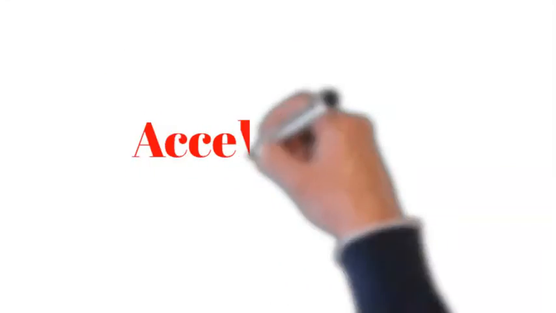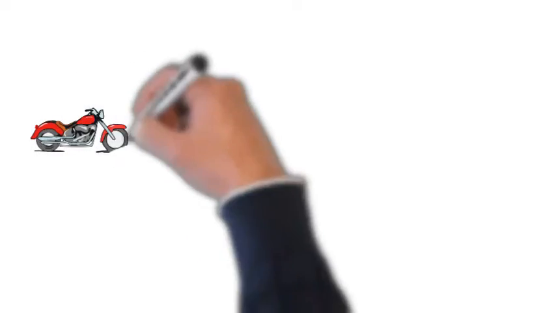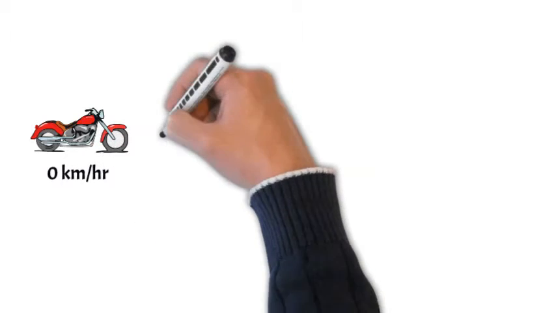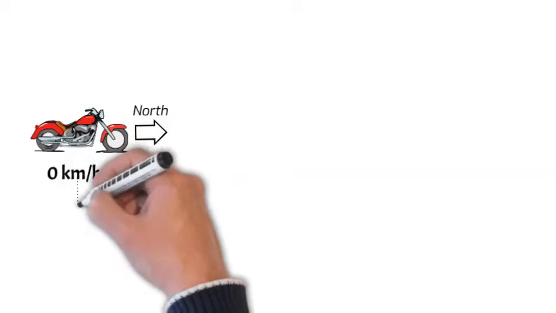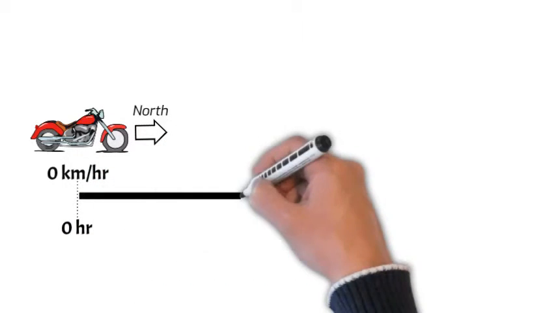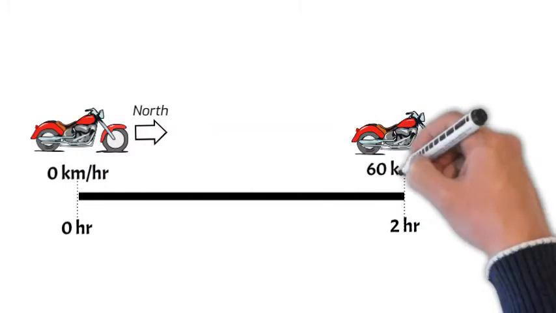Now, let us get into the topic of acceleration. Let us assume a person riding a bike. The person starts from 0 km per hour. He changes the bike speed towards north gradually. After 2 hours, the bike's speed is found to be 60 km per hour.